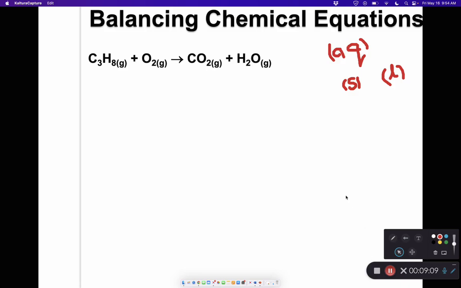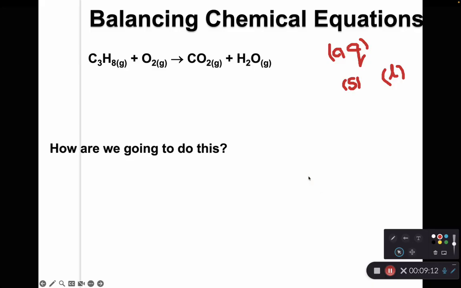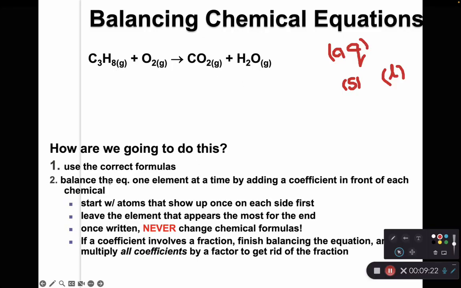In order to balance, how are we going to do this? First of all, we need to make sure that our formulas are correct. In this case, they are correct. Then we can balance one element at a time by adding a coefficient in front of each chemical formula. And there is a technique to do it easily. We will start with the atoms that show up once on each side first. We will leave the element that appears the most for the end.